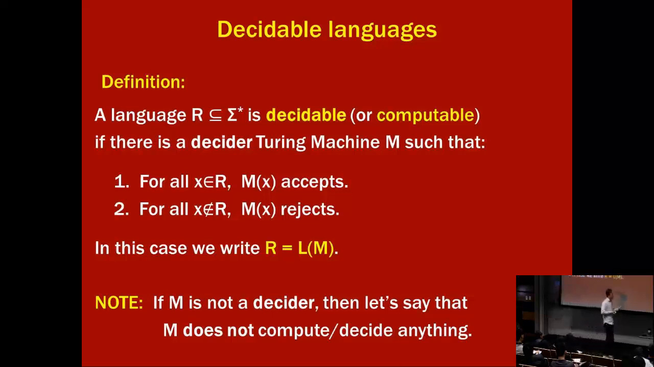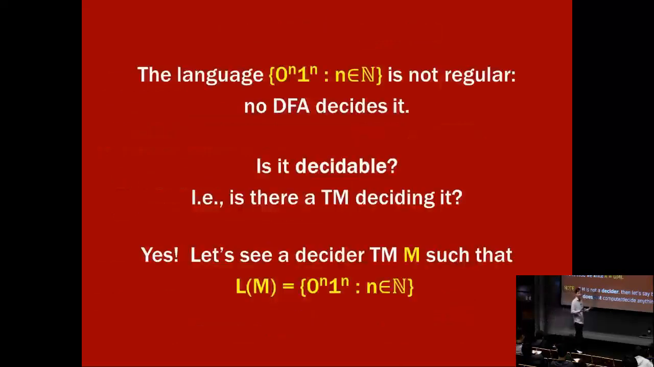We use the same notation as for DFAs. If we have a decider Turing machine M, then L of M means the language of all strings that it accepts. Sometimes in textbooks, they'll still define L of M to be all the strings that a Turing machine halts and accepts on, even if it's not a decider. But let's not do that. Let's really say that if M can ever get into an infinite loop, if it's not a decider, then we don't say it computes anything. So that's why when we're designing Turing machines, we always want to make sure that they always halt.